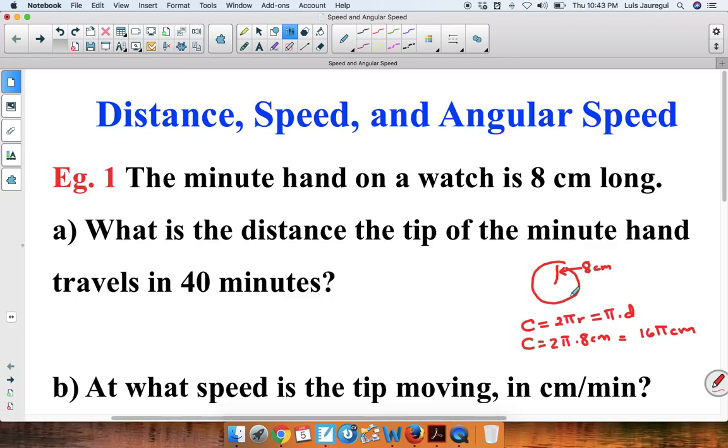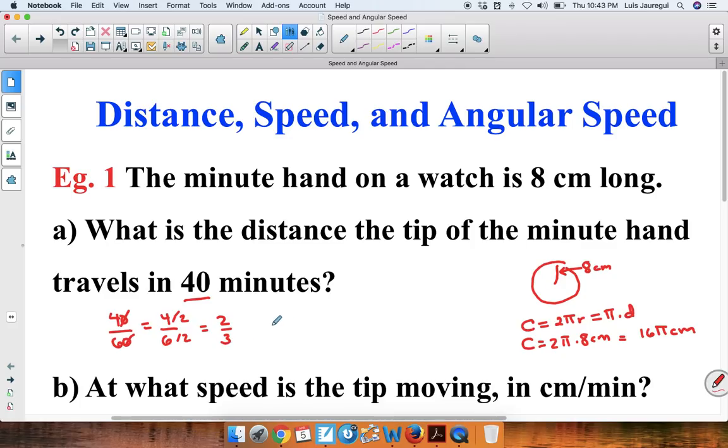However, that will be the circumference. That includes all 60 minutes. Yet, based on the question, we're interested in the distance that the tip of the minute hand will travel in 40 minutes. Since the whole revolution, or the whole lap, is 60 minutes, we're only taking 40 out of those 60 minutes. So that translates to 4 sixths. And if we simplify this after we divide by 2, it becomes 2 out of 3, or 2/3.